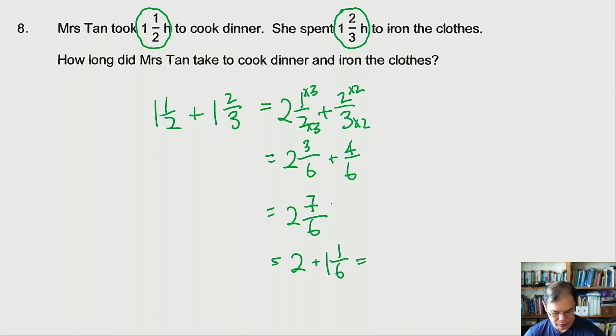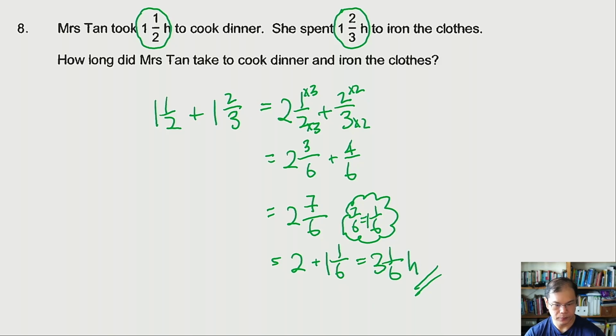Because 7 out of 6 is 1 and 1/6, yeah? Okay, so I can rewrite it like this. So it's 3 and 1/6 hours. That's the answer. Okay, the units has been given to you in the ANS blank.